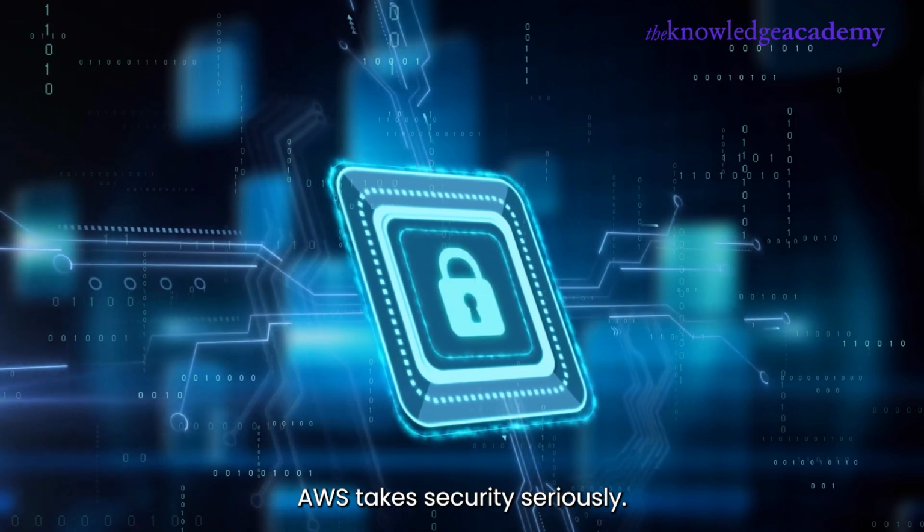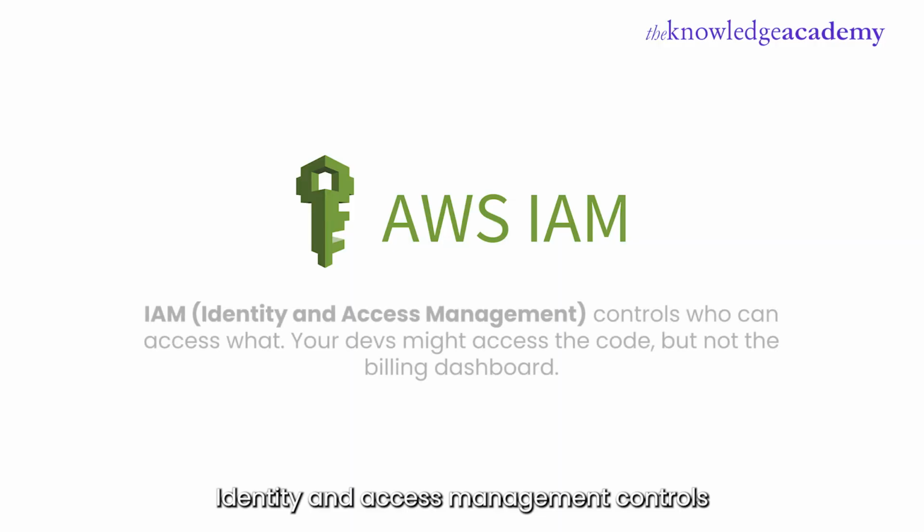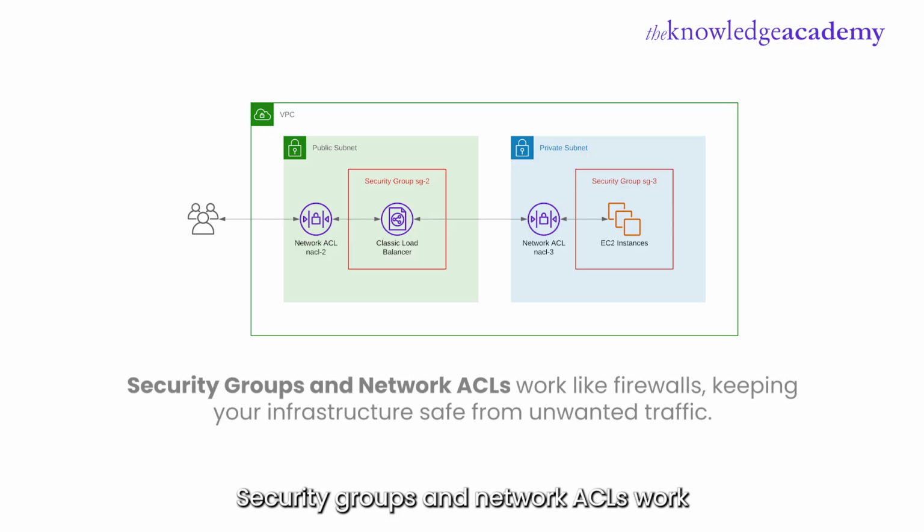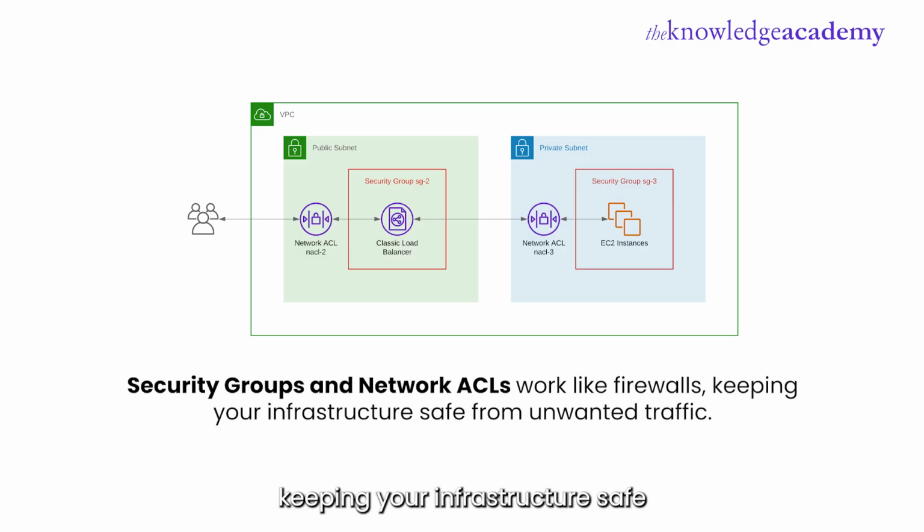AWS takes security seriously. Identity and access management controls who can access what. Your devs might access the code, but not the billing dashboard. Security groups and network ACLs work like firewalls, keeping your infrastructure safe from unwanted traffic.